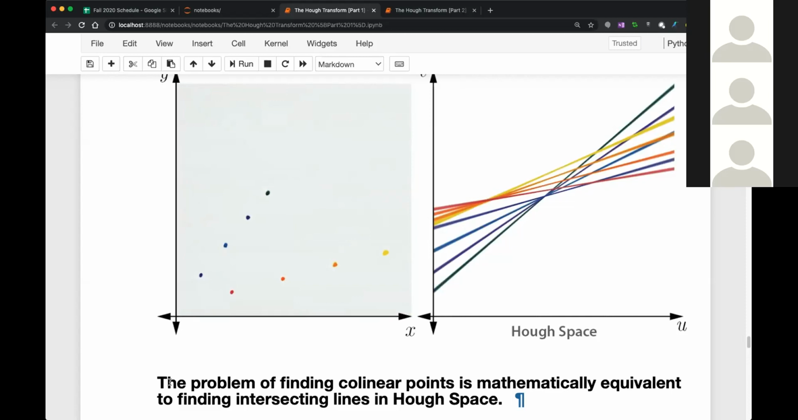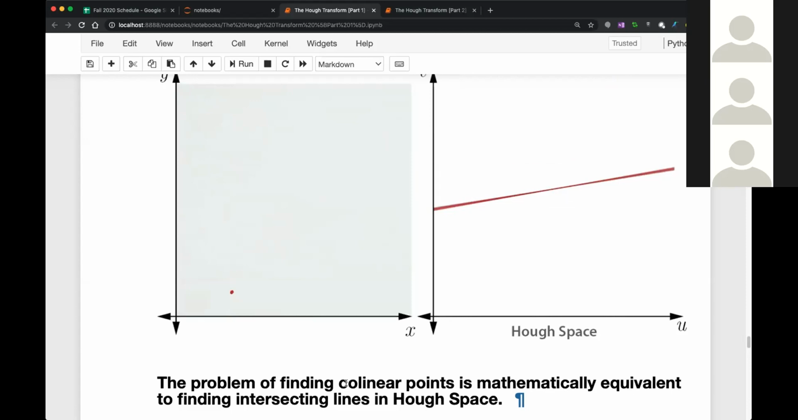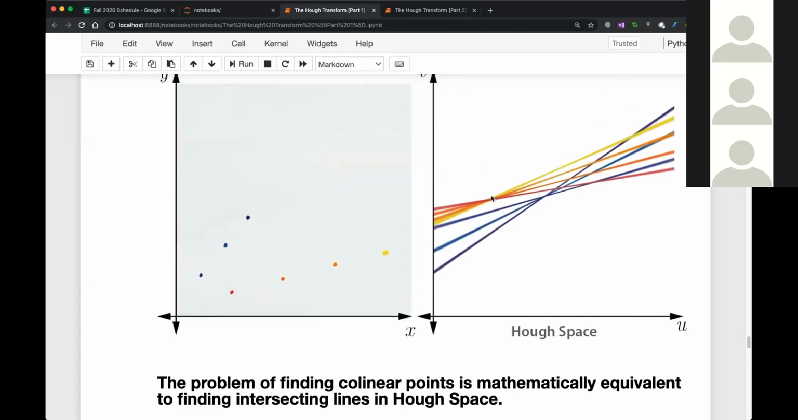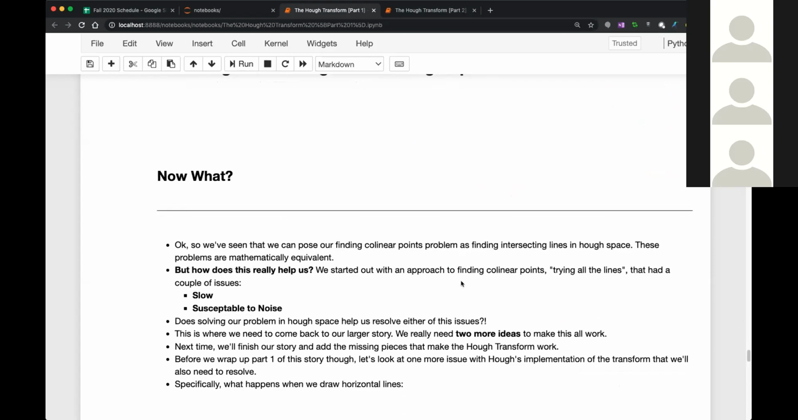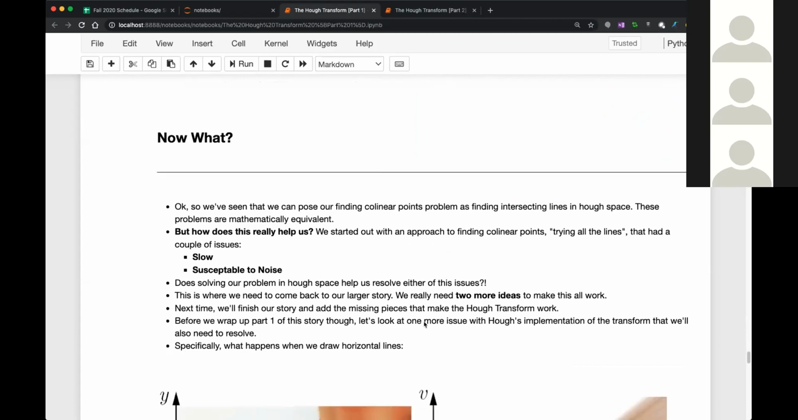But it turns out that it's mathematically true that the problem of finding collinear points in image space is actually mathematically equivalent to finding intersecting lines in Hough space. And it turns out that finding intersecting lines is actually much computationally cheaper, which we'll see soon. Okay. So that's great. Let's get into some problems.